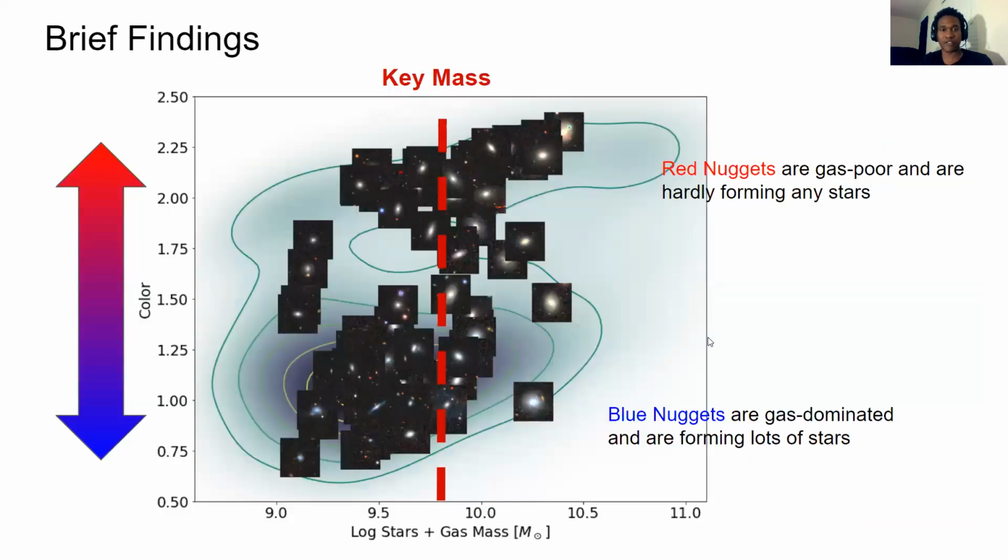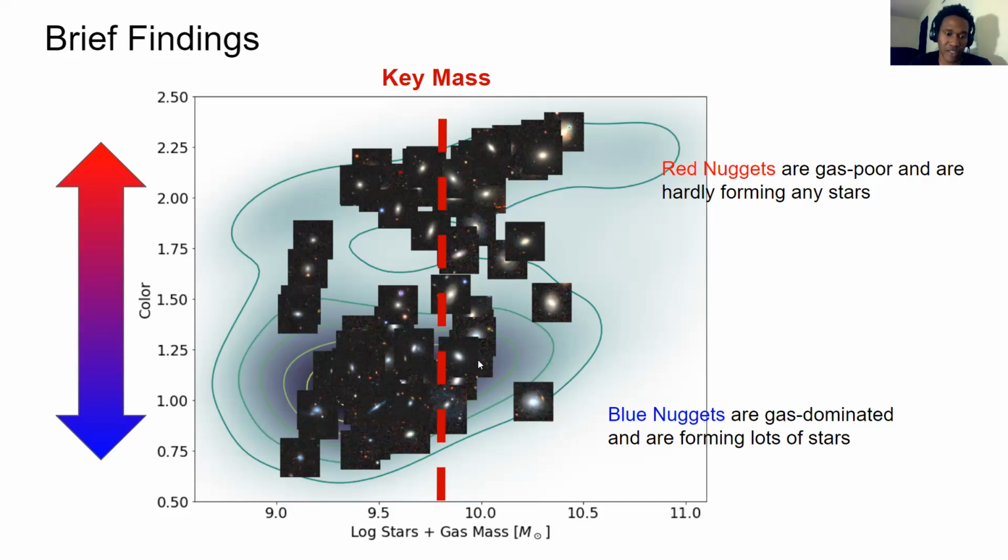And here are some of the results. On the x-axis, we have the log sum of the stellar mass and the gas mass. On the y-axis, we have a color scale where a higher number means redder and a lower number means bluer. And the contours in the back are with respect to all the galaxies in the parent galaxy survey that we're looking at. And the images are the nuggets that we picked out in that survey.